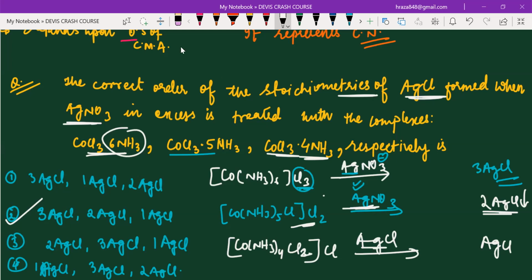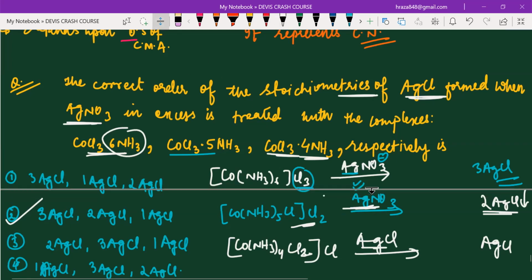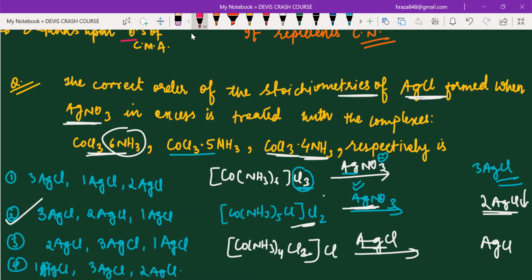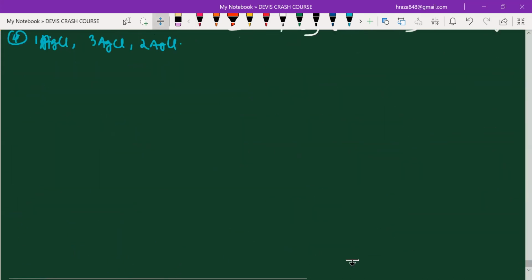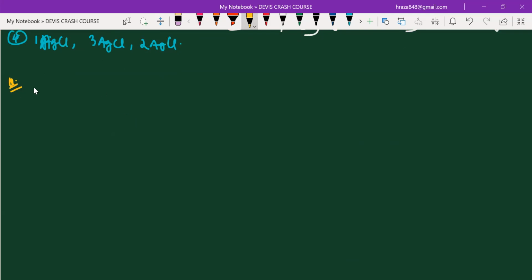Can I change the slide? Wait, wait, wait, one minute. Okay, done. Then the last question, and in the next class we are going to do the p-block of class 12.